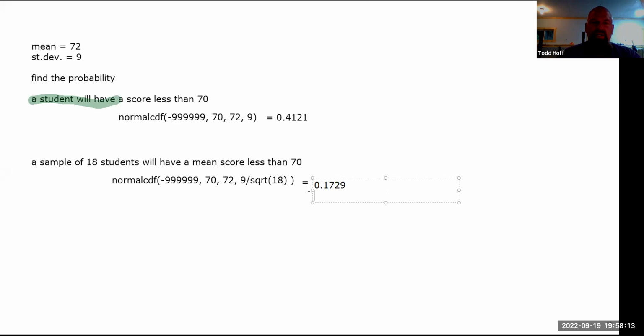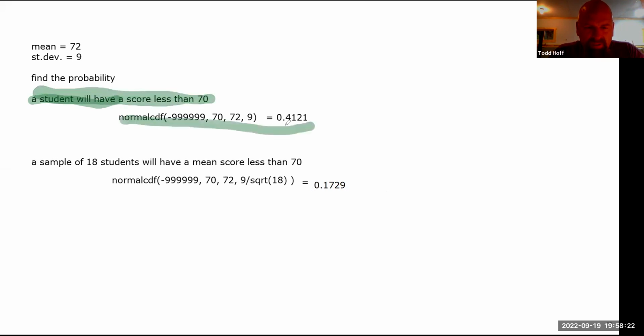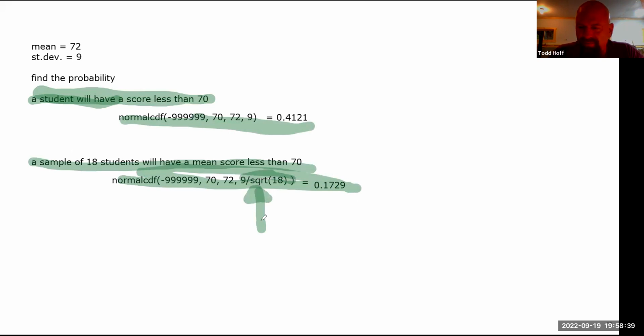So you have to be very careful when you're doing these probabilities to look: are we looking at an individual, so we're just going to use normal probability, or are we looking for the mean of a sample, so that we would have to be using the sampling distribution? And the difference is when we enter it, if it's the mean of a sample, we have to adjust that standard deviation to turn it into a standard error of the means.